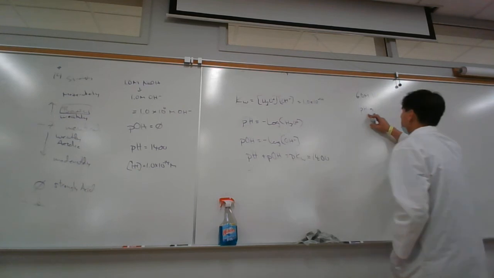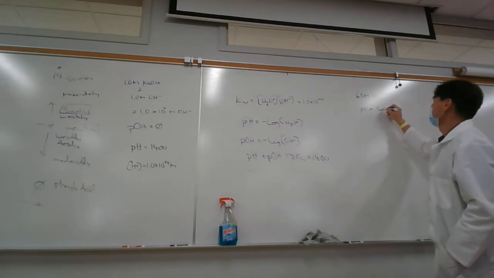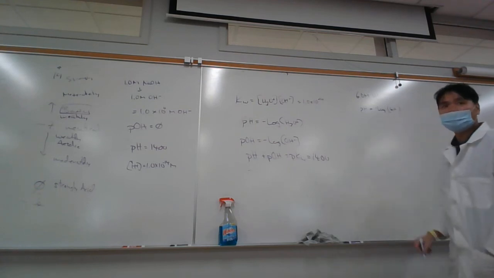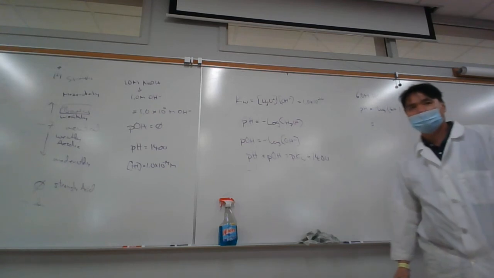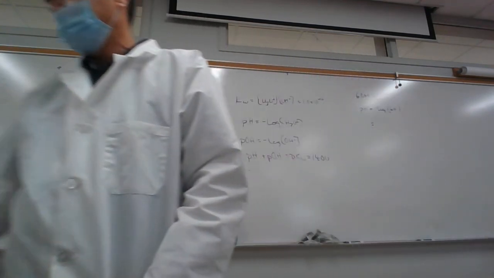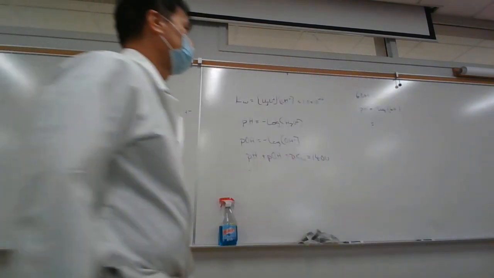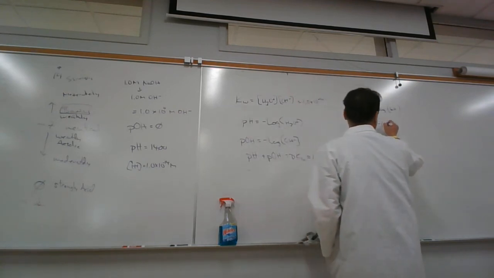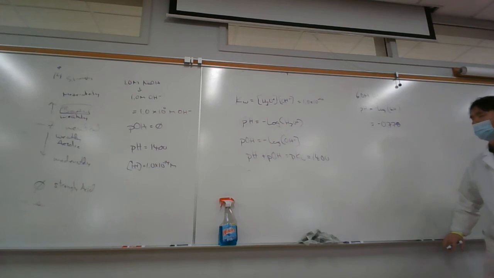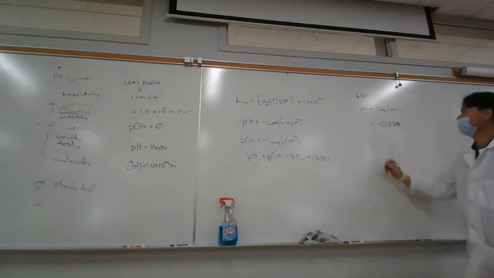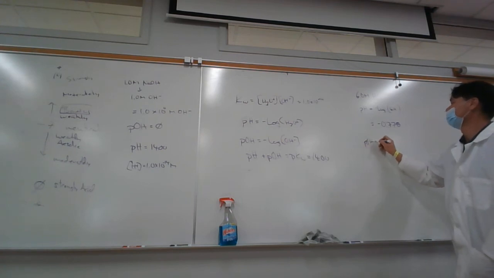And so when I look at the pH here, the pH is going to be the negative log of the H plus concentration. The H plus concentration in this case is going to be 6.0. And so what is the pH? It's very small. Okay, what would the pOH be?